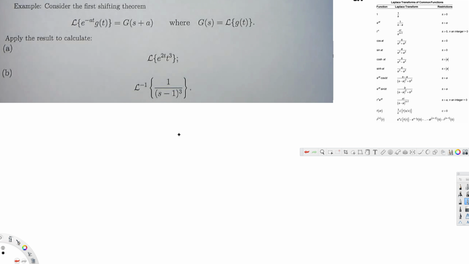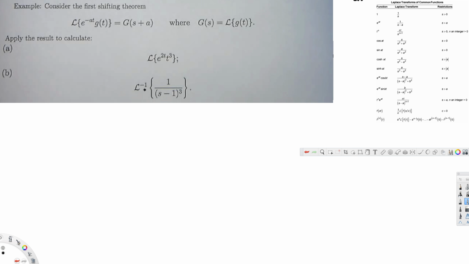In this video, we are going to see some examples of Laplace transform first shifting theorem. The first shifting theorem says when we have Laplace transform of e power negative at g of t, we can convert this into G of s plus a, and also when we have G of s plus a, we can convert this back into e power negative at g of t pattern. Now here we have two questions.